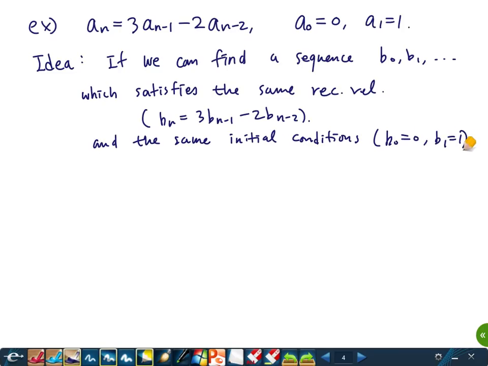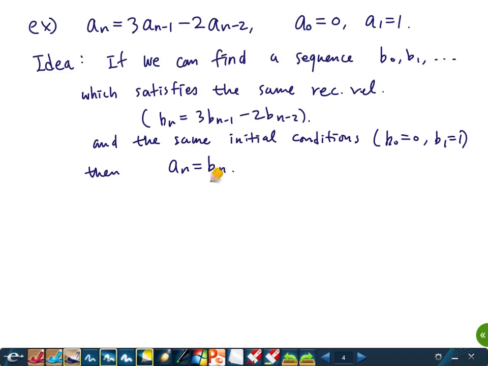What can you say? Suppose that we have another sequence, seemingly different, B_0, B_1, B_2, etc. But we showed that the initial conditions are exactly the same, and B satisfies exactly the same recurrence relation. Then what can you conclude? They must be exactly the same sequence, because a sequence is completely determined by its initial conditions and its recurrence relation. Then we can conclude that a_n must be equal to b_n. So if we find a sequence satisfying both, where we have an explicit formula for b_n, then that gives us a formula for a_n. That's the idea.